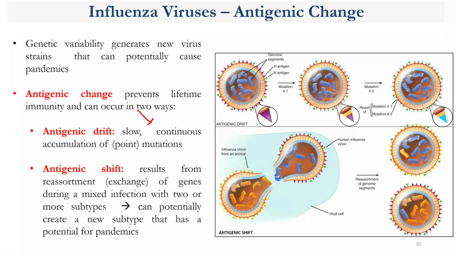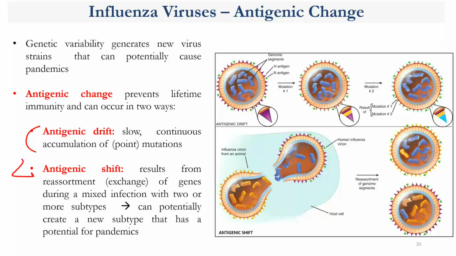What's a point mutation? Okay, one nucleotide change. Over time, the replication does make mistakes, and you do tend to accumulate those point mutations. So that's antigenic drift. Over time, the antigen is changing one nucleotide at a time.